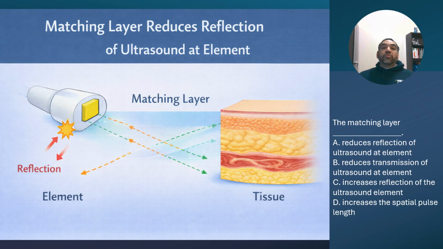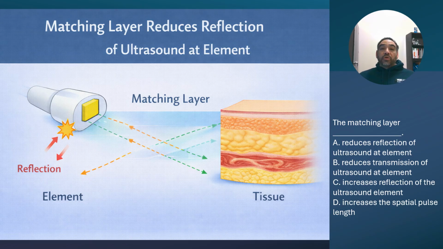Let's look at the other answers and why they're incorrect. B says reduces transmission of the ultrasound at the element. So no. The entire purpose of the matching layer is to increase transmission, not reduce it. So again, this is just backwards. Reducing transmission would make imaging worse. C says increase reflection of the ultrasound at the element. Again, that's the opposite of what we want. More reflection at the crystal means less sound entering the tissue, and you're going to get a poorer image.